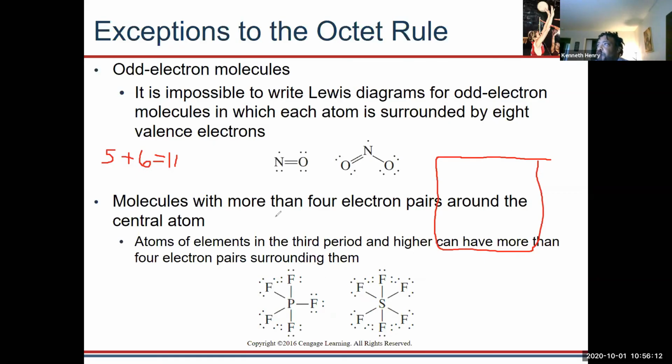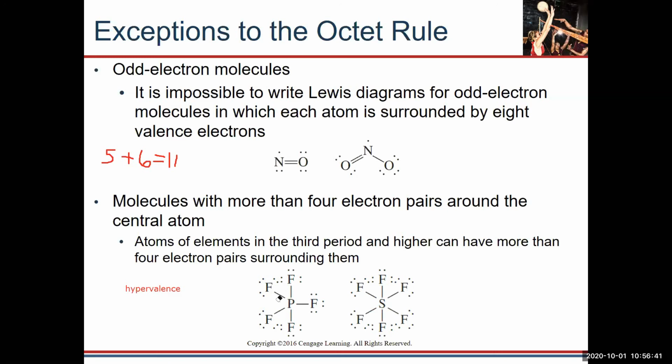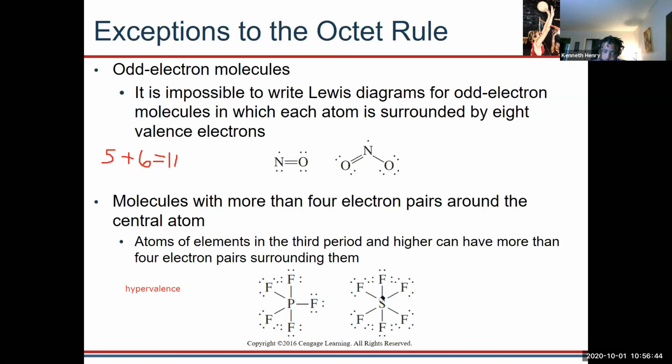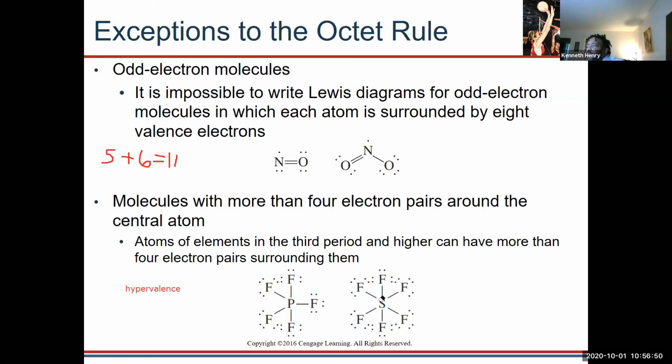So here are 2 examples of hypervalence. Okay? Are you with me still? Yes. Okay. Now count how many electrons are around phosphorus. 10. And then what about the sulfur in the middle? 12. Okay.